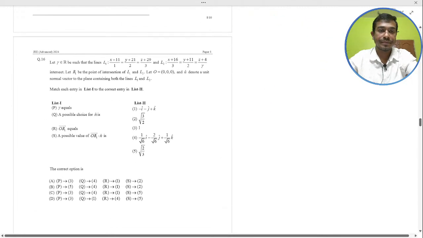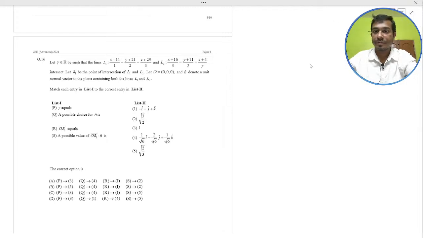Match type question. Question number 16. Let gamma belong to R such that the line L1, (x plus 11) by 1 equal to (y plus 21) by 2 equal to (z plus 29) by 3, and L2 intersect. Let R1 be the point of intersection of L1 and L2. Let O be (0, 0, 0) and n cap denote a unit normal vector to the plane containing both the lines L1 and L2. Match column 1 and 2.